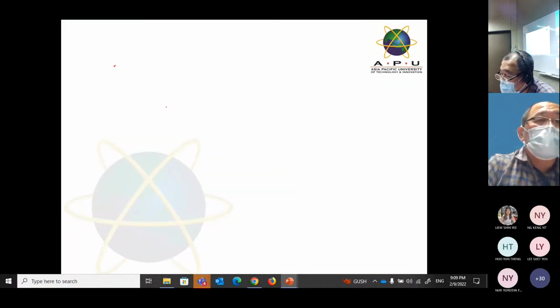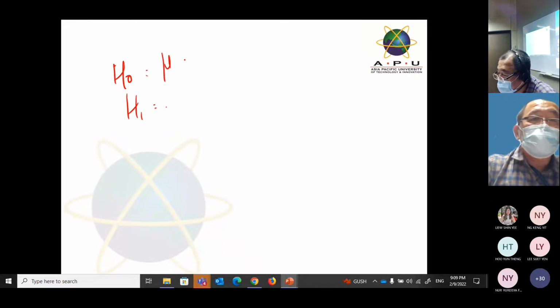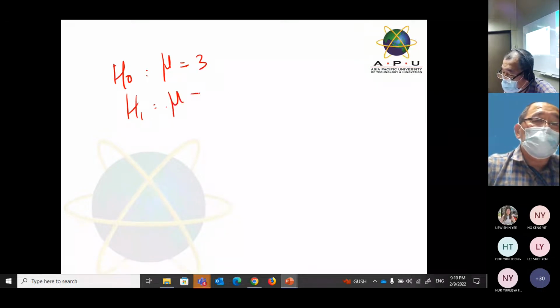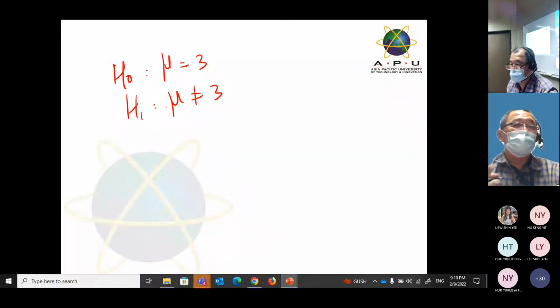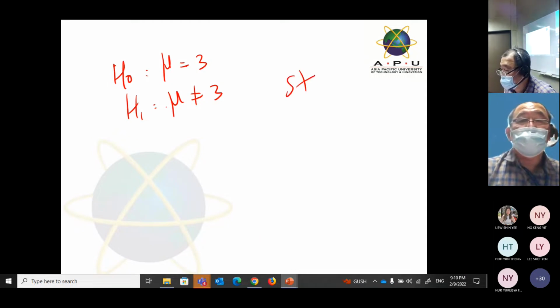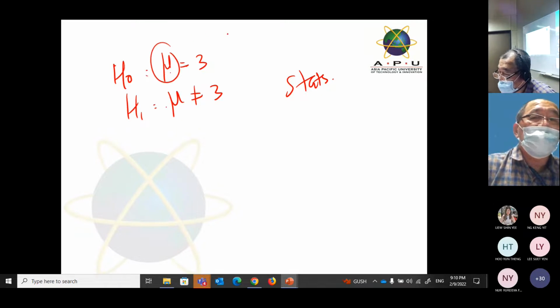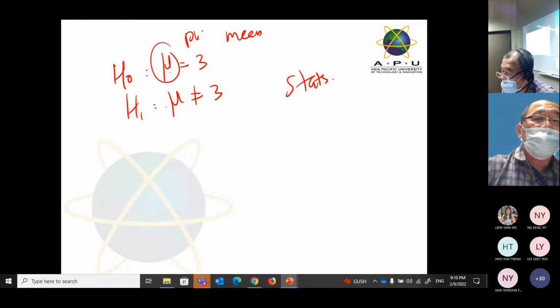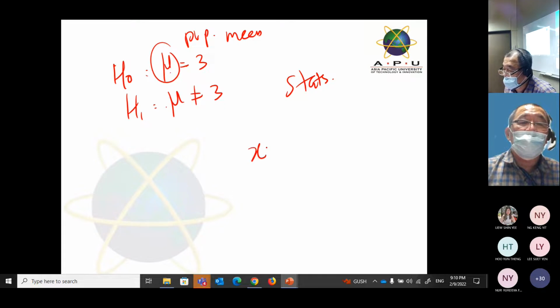Example, let's say mu is equal to 3, and then mu is not equal to 3. This is the one sample t-test. You should have learned this in statistics. Remember, mu is the population mean, and we can compute the x bar from the sample.